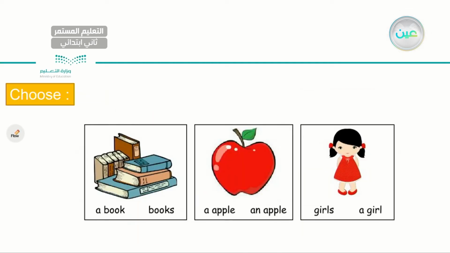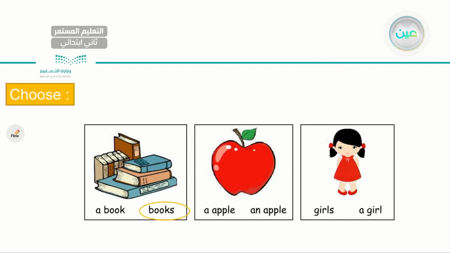Now, what I need you to do here is to choose. Since we now know how to differentiate between singular and plural, and how to use an article correctly, let's start. The first picture, a book or books? What do you think? A book or books? It is books. They are books. Very good.